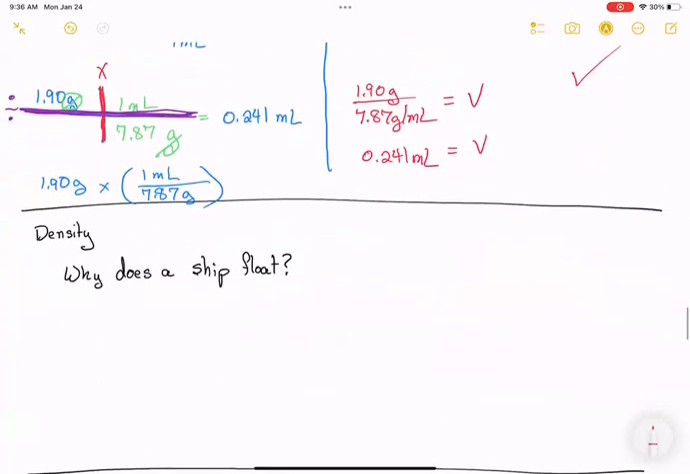One more piece about density. Can anybody tell me why a ship floats on water? I will let you know that the metal of a ship is by far more dense than water. Buoyancy. But what causes the buoyancy? The weight of the water or the density. The shape of it. Not quite. Anybody else?